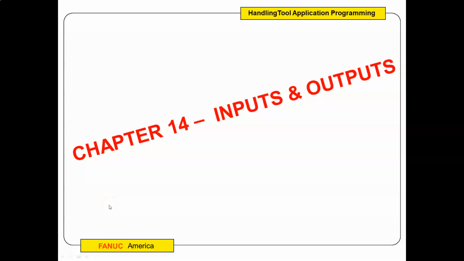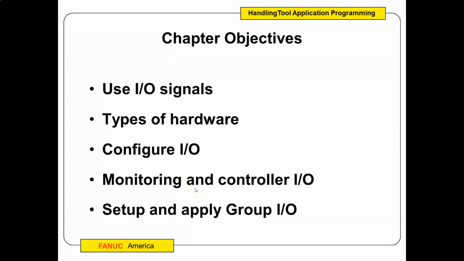Okay, so this is for Chapter 14, Inputs and Outputs for the Fanuc Handling Tool, or MAT 150. In this chapter, we're going to talk about how you use I/O signals, different types of hardware, how to configure them, how to monitor and control them, set up and apply, and use I/O signals.